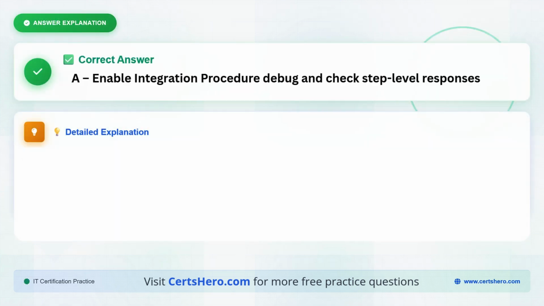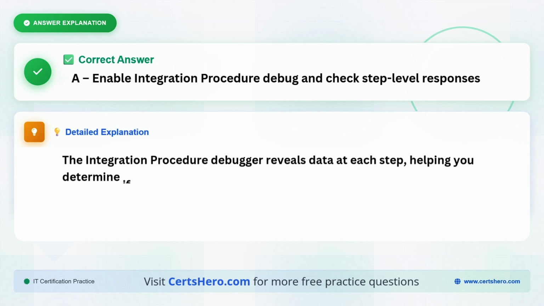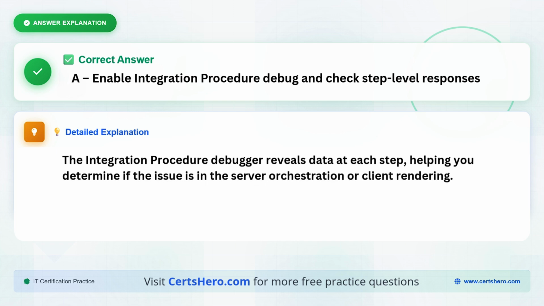The correct answer is A. Enable integration procedure debug and check step-level responses. Here's the breakdown. The integration procedure debugger reveals data at each step, helping you determine if the issue is in the server orchestration or the client rendering.